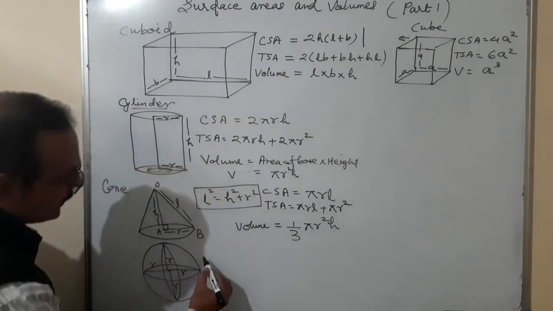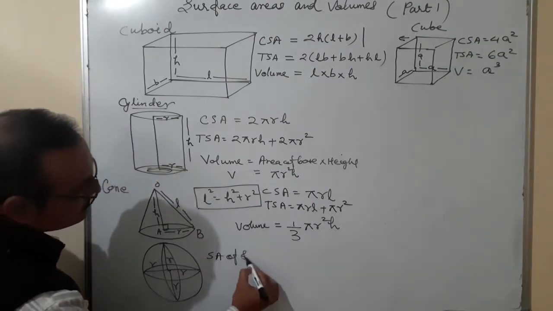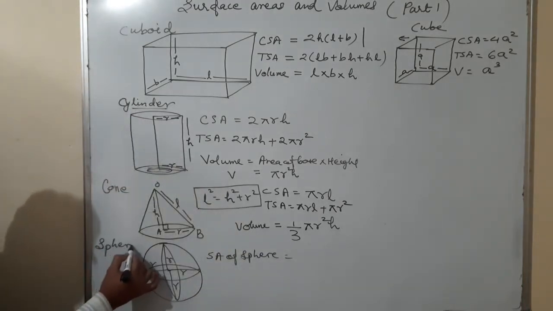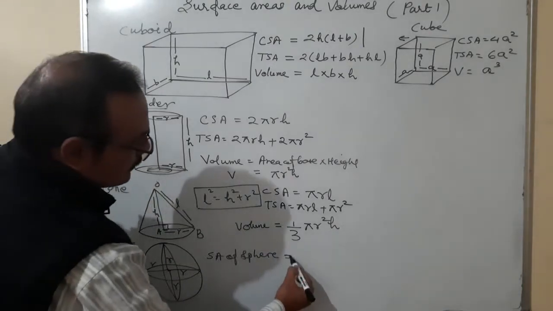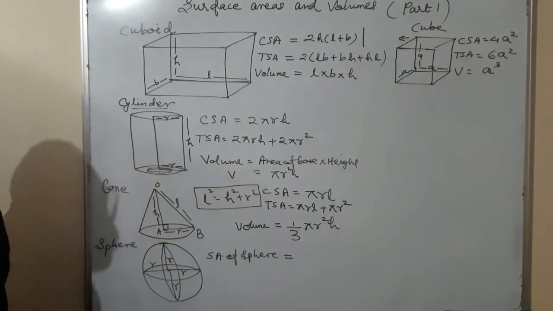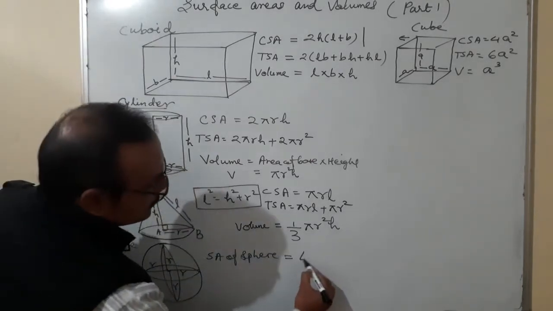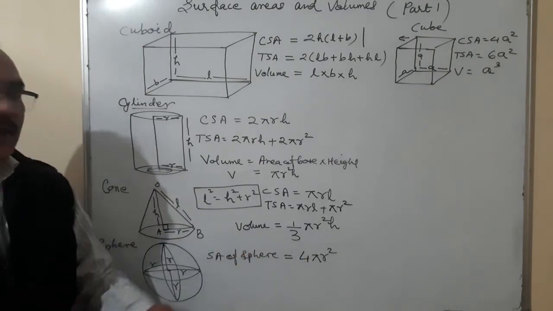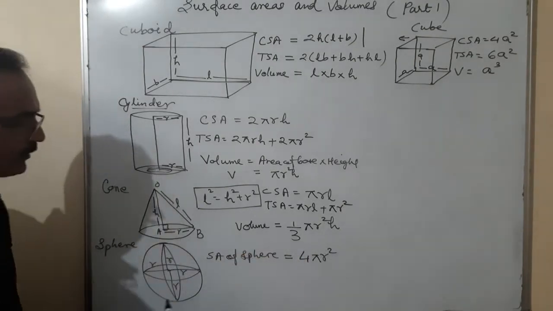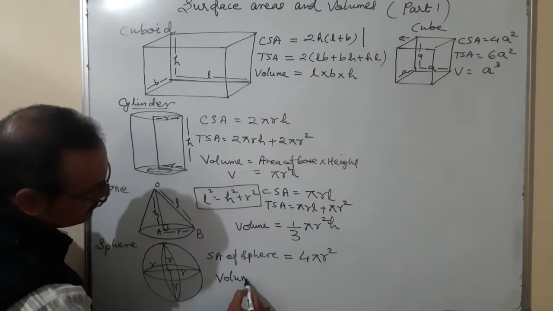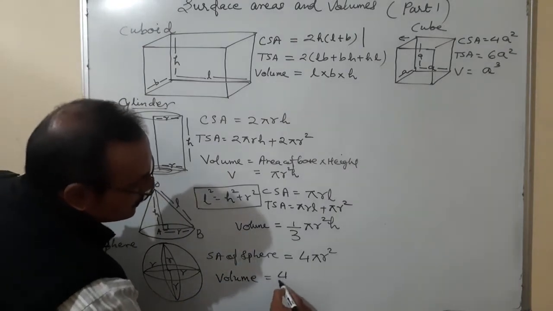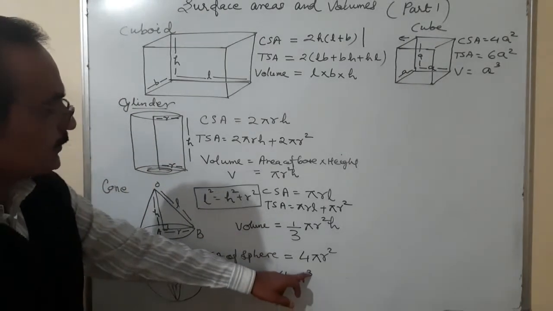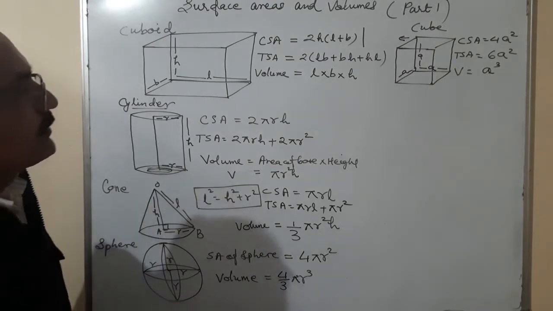So the surface area of a sphere, this is a sphere, is equal to 4 pi r square. How will you remember this? I'll tell you the procedure. Surface area of a sphere is equal to 4 pi r square. Volume is equal to 4 upon 3 pi r cube. I'll explain this also. 4 upon 3 pi r cube. Okay, this is a sphere.